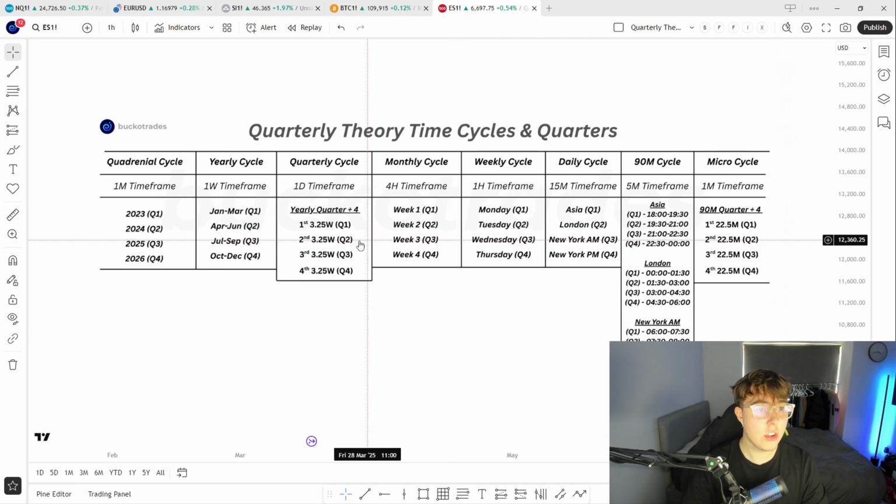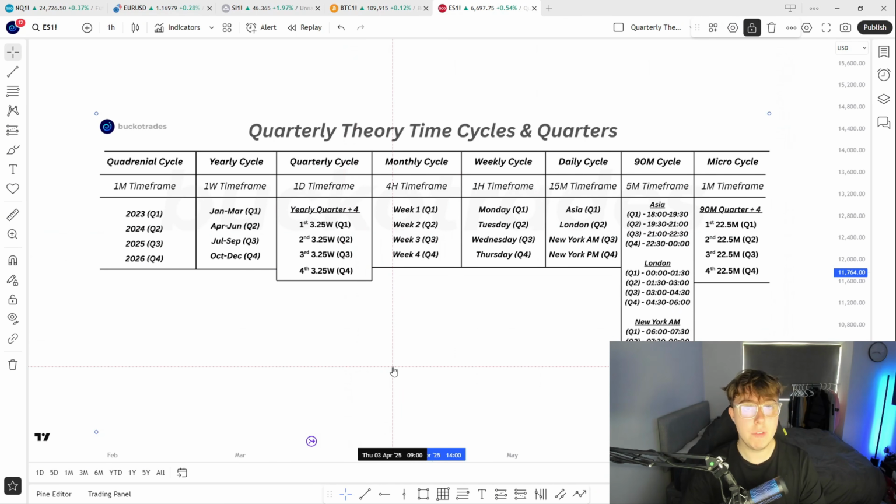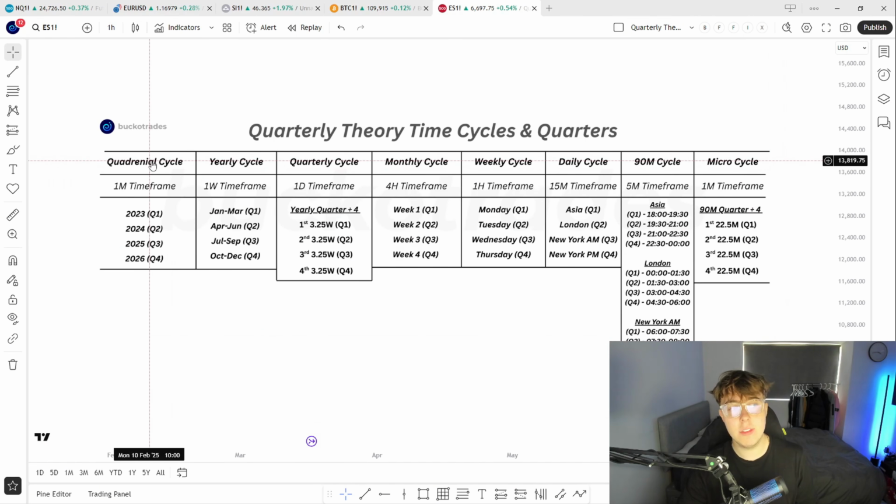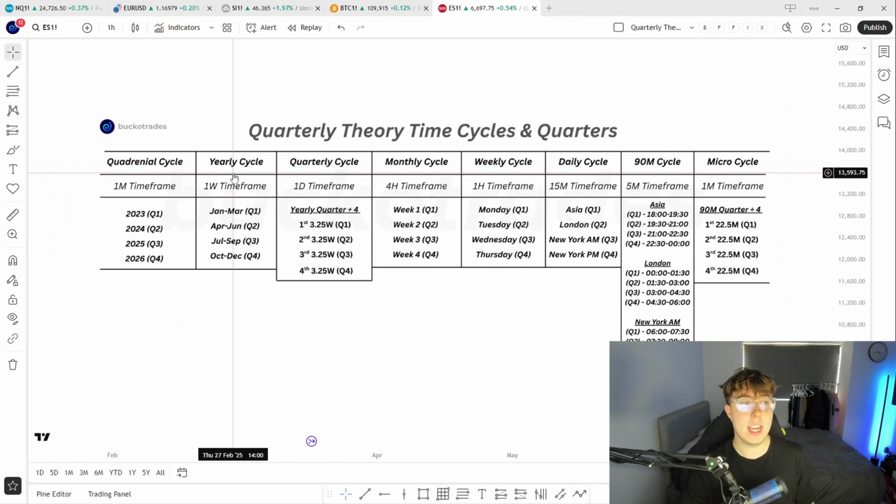So here's a little screenshot first. Feel free to screenshot this and take note of this. The quarters have names: quarter 1, quarter 2, quarter 3, quarter 4, or Q1, Q2, Q3, Q4, whatever you would like to call it. We have endless cycles, but I've just written down the main ones that you're going to be focusing on, and not even these ones here are the main ones. These are super high time frame, but they're good to know anyway, so you can get the concept inside your head.